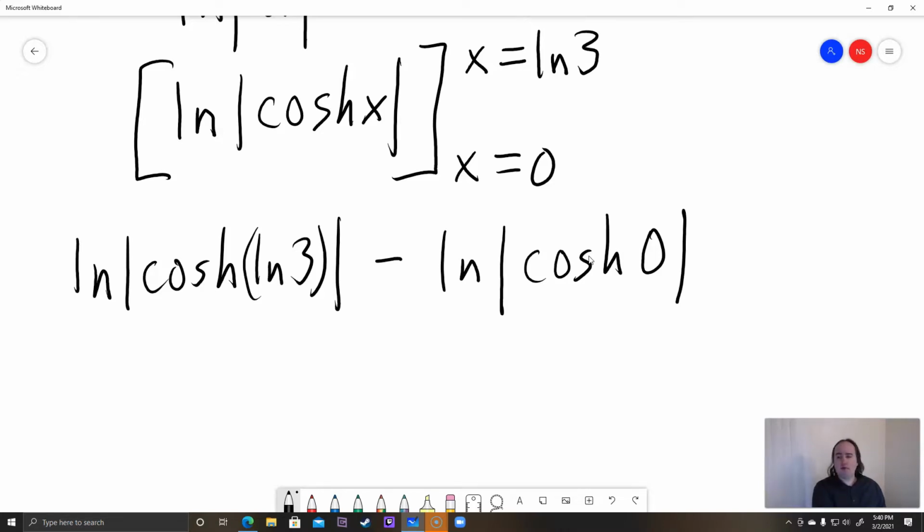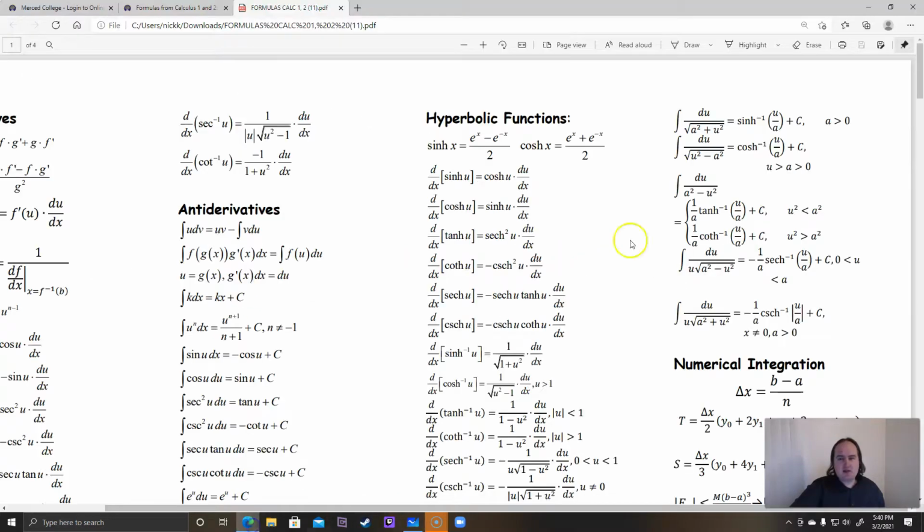Well, remember from an earlier video when I talked about my introduction to hyperbolic functions, we said that cosh is actually, if you look on the first page, cosh of x is actually e to the x plus e to the negative x all over 2. So we can actually plug that in here. And then we can use that information to simplify this stuff.